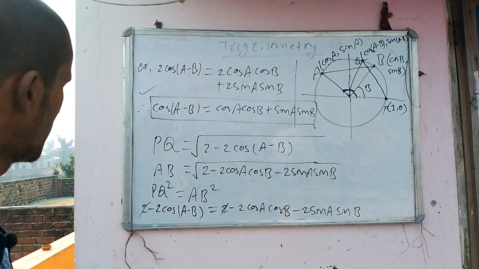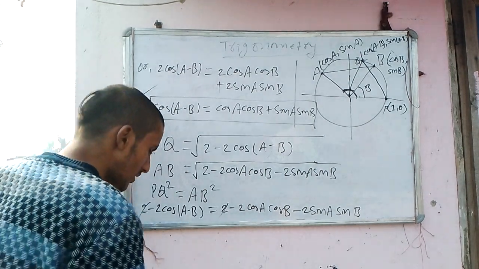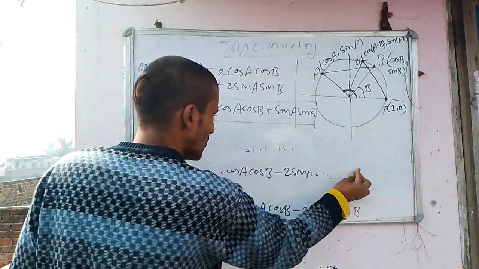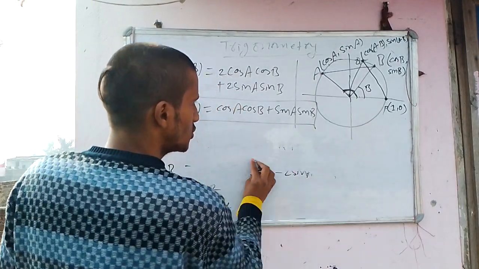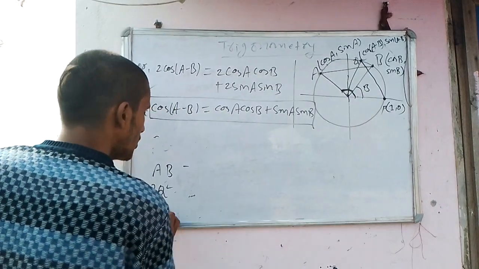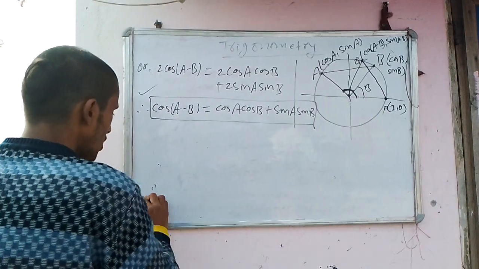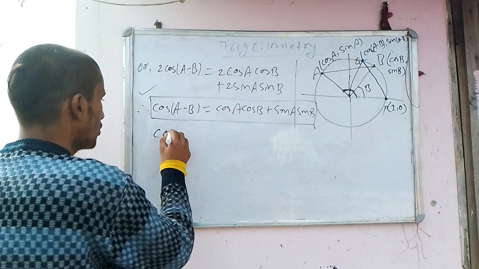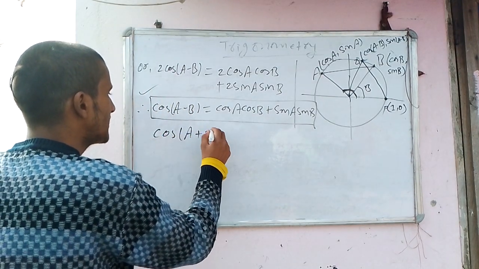Does that make sense? And as we have cosine A minus B, now we can compute what cosine A plus B is. You'll be like, how can you compute cosine A plus B? Do you have to do this whole thing again and again? No, you don't have to do that. Just pay attention. Cosine A plus B is going to be what?